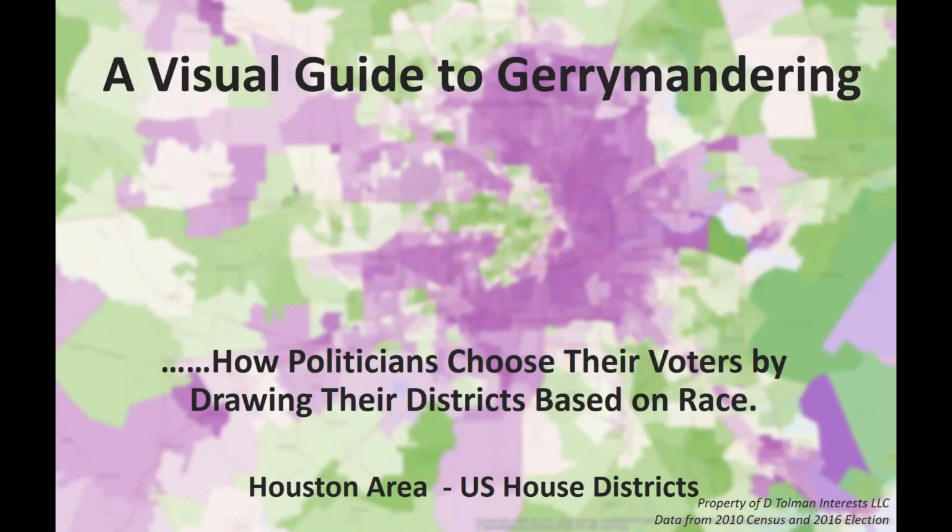My name is Davis Tolman, and I believe that we can sometimes better understand complex issues by visualizing the data in order to gain insight into underlying trends. This presentation is titled A Visual Guide to Gerrymandering: How Politicians Choose Their Voters by Drawing Their Districts Based on Race. And I'm going to use the Houston area as an example of the U.S. House districts.